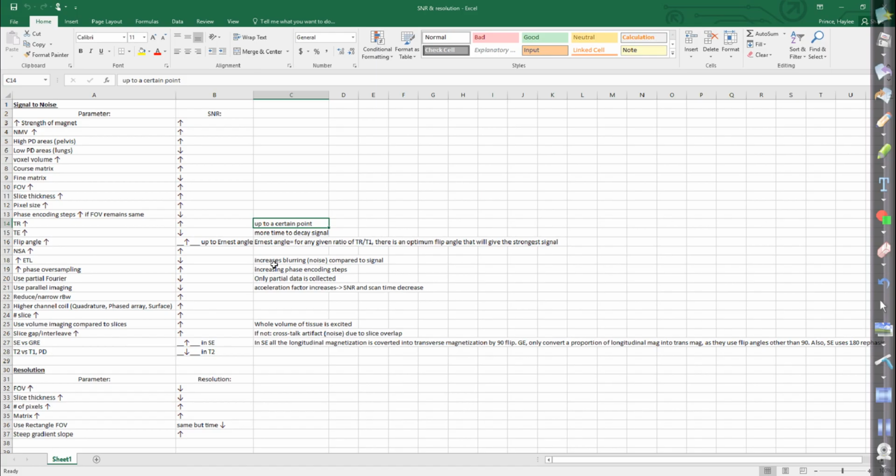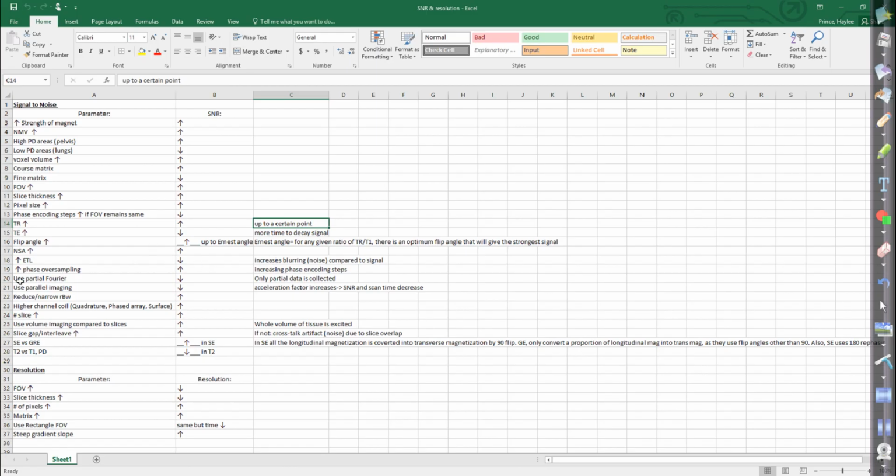It speeds up your scan time, but a lot of the times you get blurring because you're more concerned with filling the center of K-space. Sometimes you don't get much signal from those echoes that fill the outer lines of K-space, and that creates blurring on your MR image. So your noise is actually increasing.